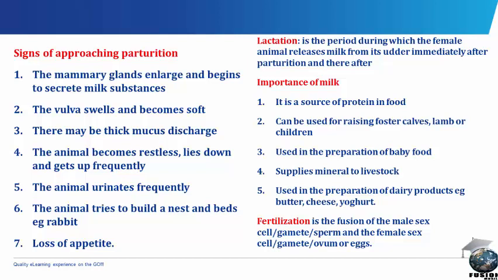Fertilization is the fusion of the male sex cell or gamete and the female sex cell or gamete. The male sex cell is a sperm, while the female sex cell is known as the ovum or egg. Fertilization occurs in the oviduct or fallopian tube. It finally leads to the formation of zygote. It may occur when an animal is on heat.